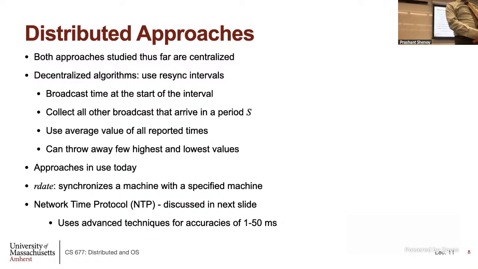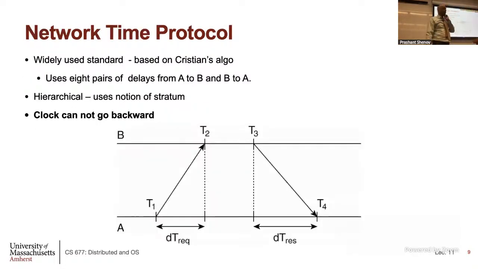You have to deal with the same problems of estimating network latency and so on. So it's basically based on Christian's algorithm. It uses 8 pairs of measurements to get accurate estimates of network latency. And it uses hierarchies, where you might have other time servers that are devised using an NTP server and so on. So you can do hierarchical clock synchronization. You can have your laptop in your home synchronized with the NTP server, and your laptop can provide NTP service to other machines on your home network, so they don't have to go to the NTP server. So it can be hierarchical.